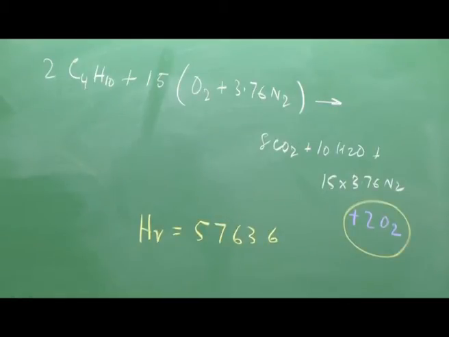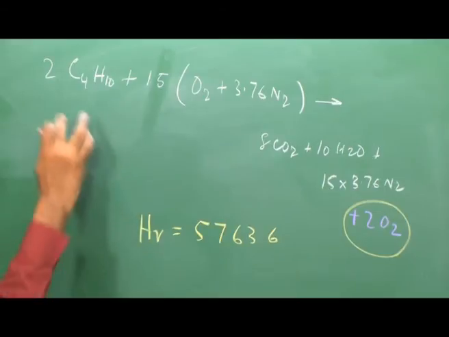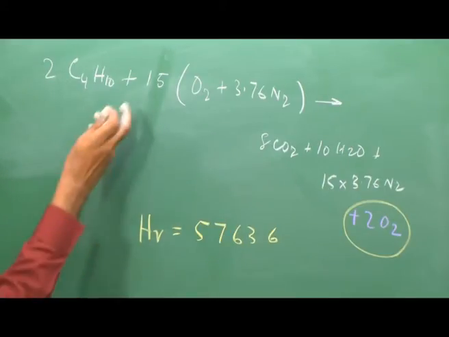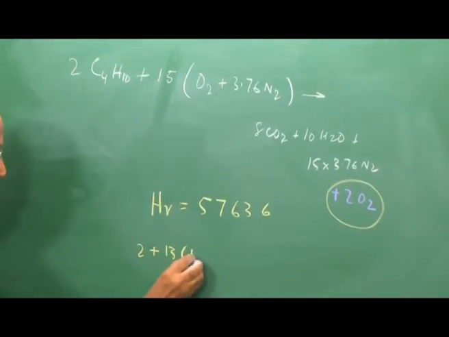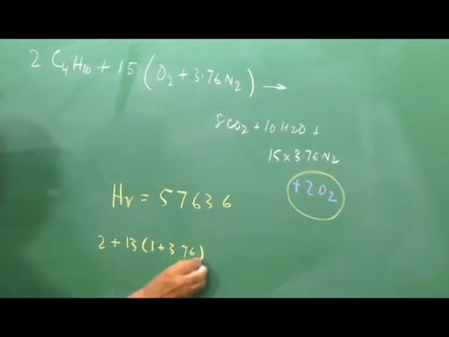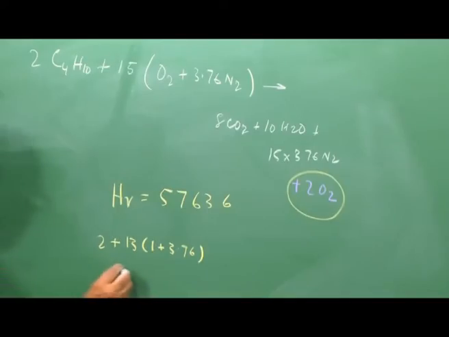The heat of reaction remains the same, but now we find that the number of moles of the reactant have gone up. Previously, the number of moles of reactant for this reaction was 2 plus 13 into 1 plus 3.76. This was our earlier case, with oxygen and air at 3.76. Now we have 2 plus 15 into 1 plus 3.76, and therefore, what has happened? You have excess air, therefore the number of moles in the given volume have gone up.